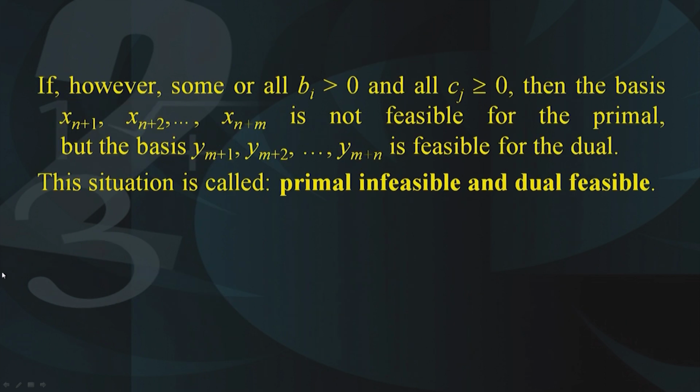Now, suppose all the c_j's are greater than or equal to 0 and the b_i's are less than or equal to 0. This is a special case we are assuming. Then the basis consisting of the basic variables x_(n+1), x_(n+2) up to x_(n+m), which are nothing but the slack variables, is feasible and also optimum. Similarly, the corresponding basis of the dual is feasible and also optimum.